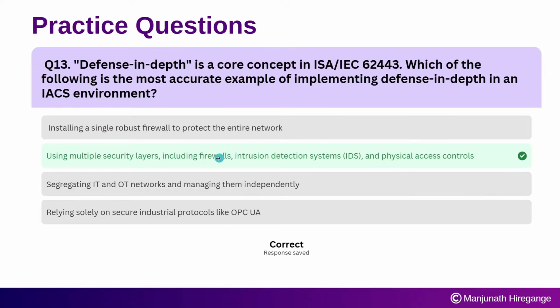It describes the layered approach that includes various security measures like firewalls, IDS, and physical access controls. Unlike the others, where here only one firewall is used, and here we are talking about segregating IT and OT independently, and only relying on one of the secure industrial protocols. So option B is the right answer.